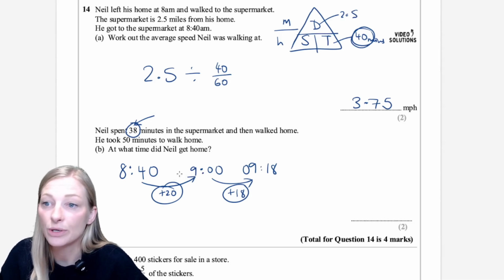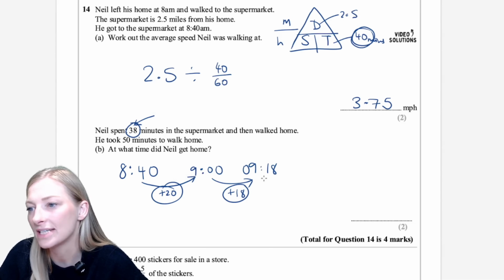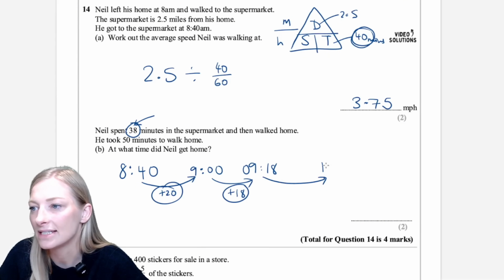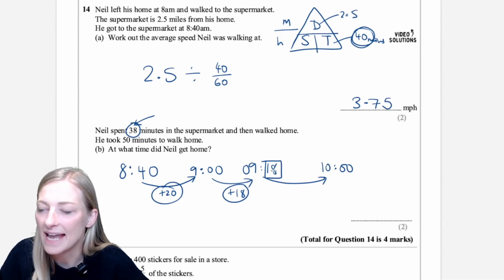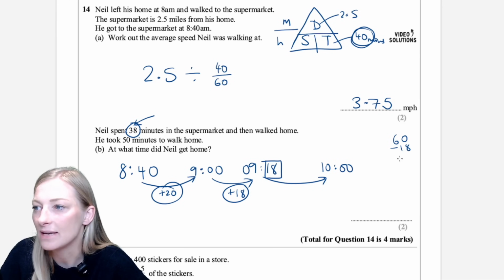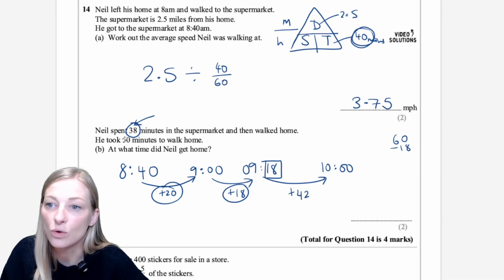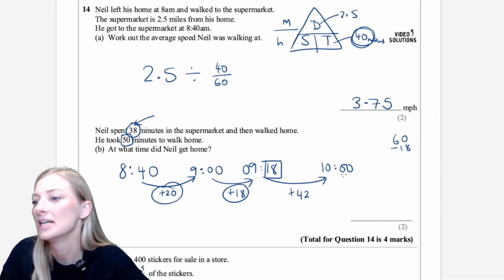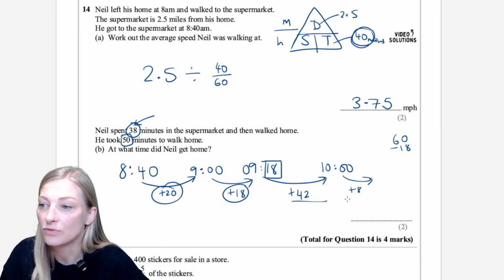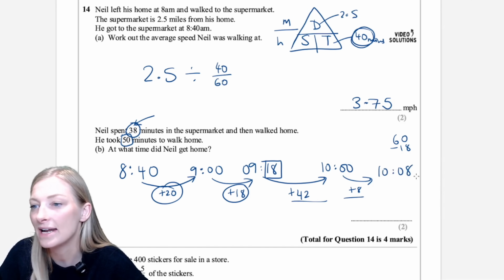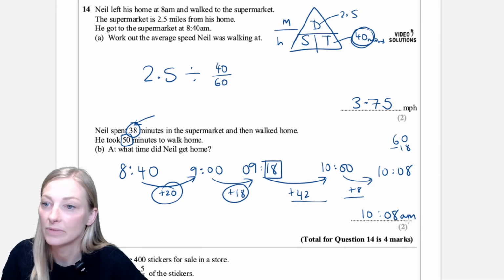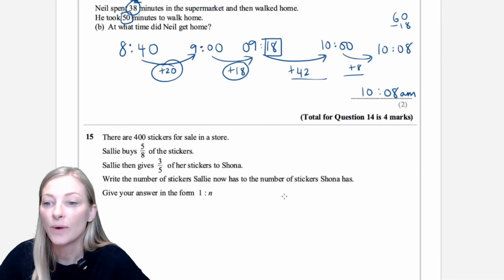Then he walked home and it took him 50 minutes to get home. So again, let's do the same thing. How many minutes to get to 10 o'clock? And if there's 60 minutes in an hour, you're already at 18. So 60 take away 18, we've got another 42 minutes to go. So I've used 42 of the 50 I've got to add on, and then it would just be another 8. So 42 and 8, that's going to be the 50 altogether. And that means that he finally gets home at 10:08 a.m. for that one.